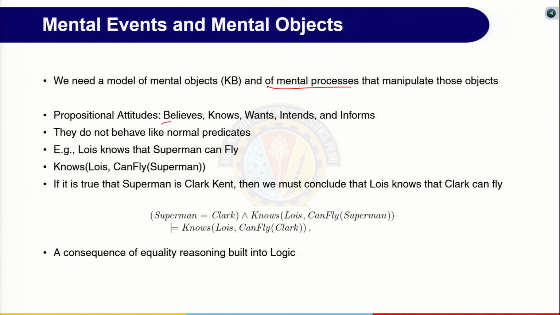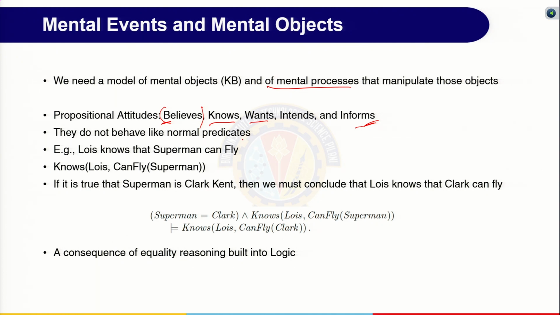To start with, let us look at some of the attitudes that we can associate with such a model. They can be beliefs, they can be knows, wants, intents, and informs. These are some kinds of knowledge you have about the knowledge base. Maybe you really know certain statements are true. Maybe you are not sure, but you want to know certain information. Maybe you think it is true, and then you call it a belief. So all these attitudes inform your knowledge about the knowledge base.